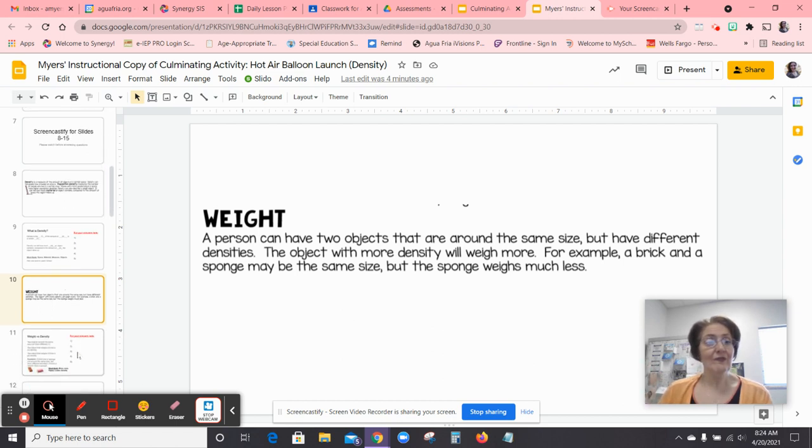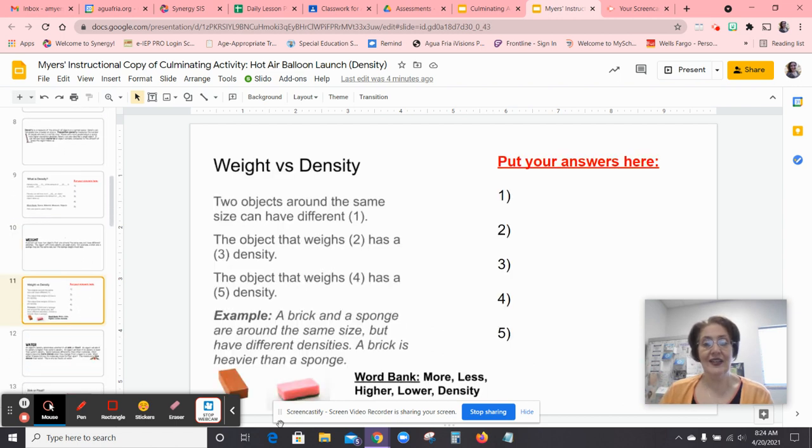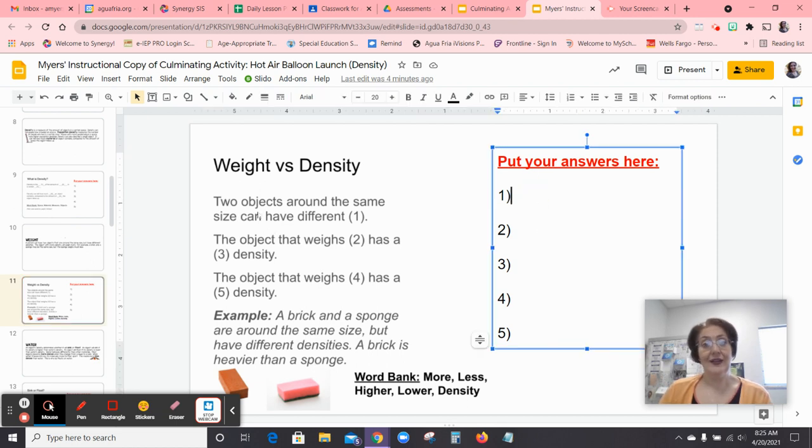All right, let's take a look at our questions. Look at that, there's a brick and a sponge, a picture right there. And here is our word bank right here. Let's take a look at this example. A brick and a sponge are around the same size, but have different densities. A brick is heavier than a sponge. So let's take a look at our questions, and remember, put your answers right here.